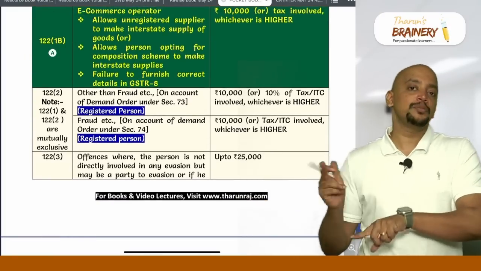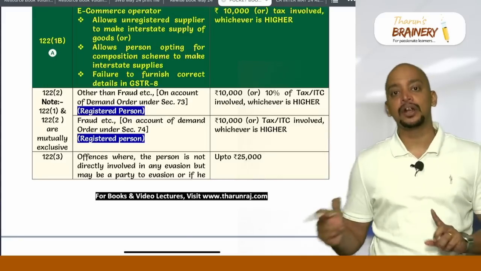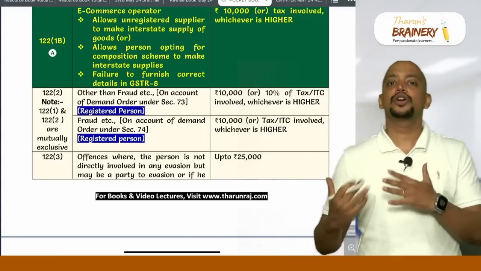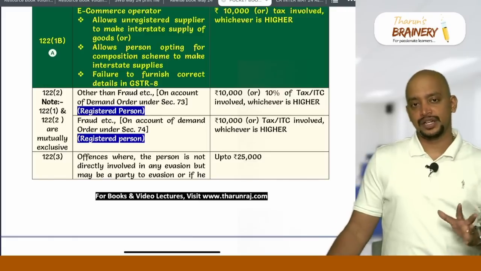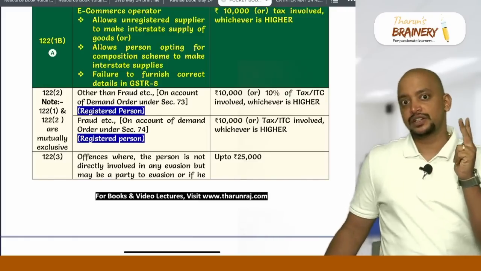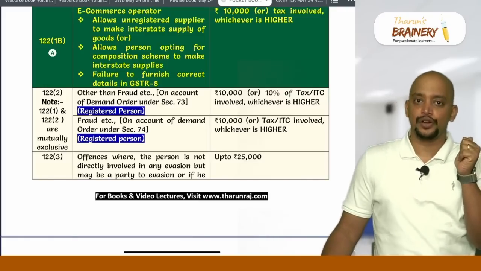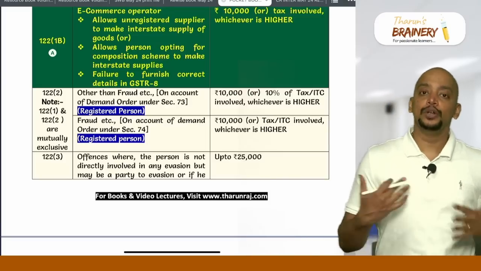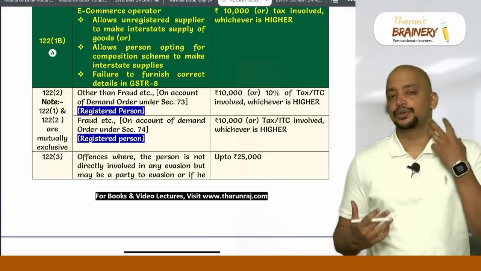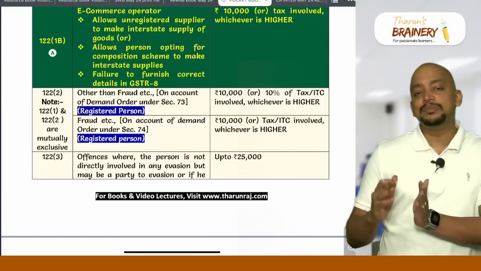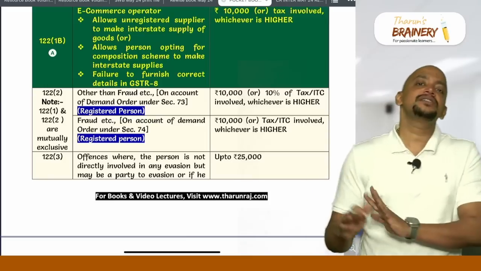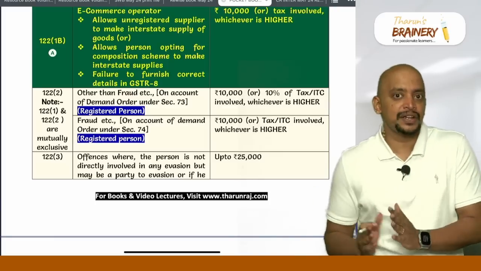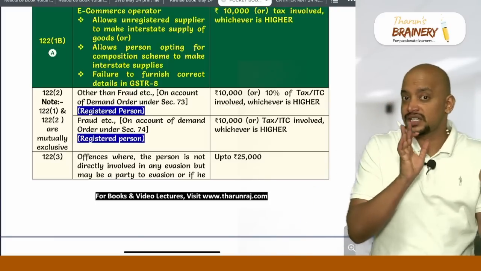122 subsection 2 will come into the picture only when there is 73-74. As per 73, whenever there is short payment, non-payment, wrong availment of ITC, wrong utilization of ITC, or erroneous refund. So 5 cases: short payment of GST, non-payment of GST, wrong availment of ITC, wrong utilization of ITC, erroneous refund, on account of fraud, collusion, etc. That is, you have intention to evade. Then in that case, the recovery will be initiated under section 74. Whereas if there is no fraud and all, other than fraud, that is error, then there is no intention to evade, then the recovery will be initiated under section 73.